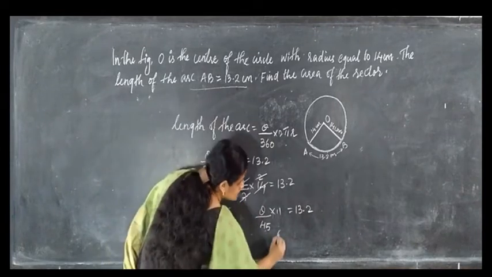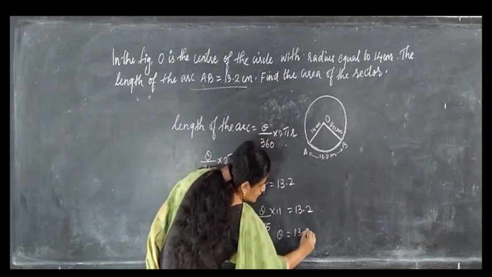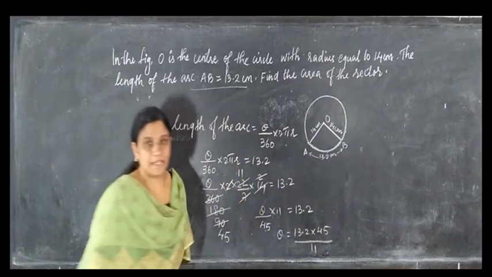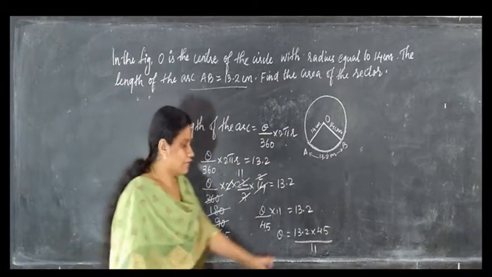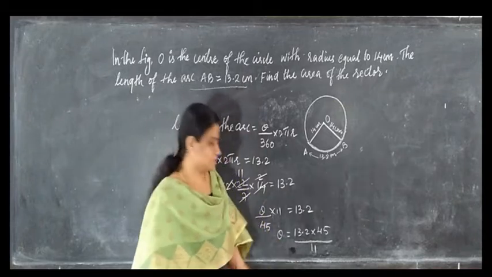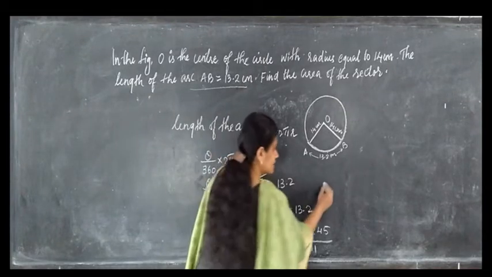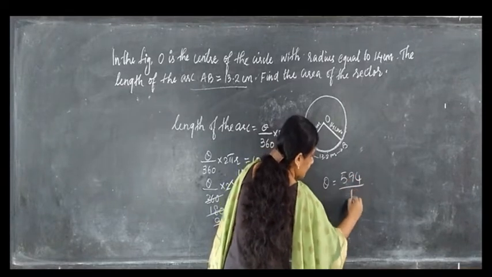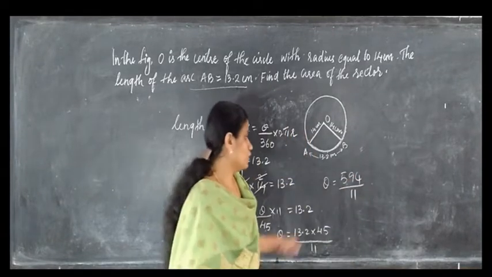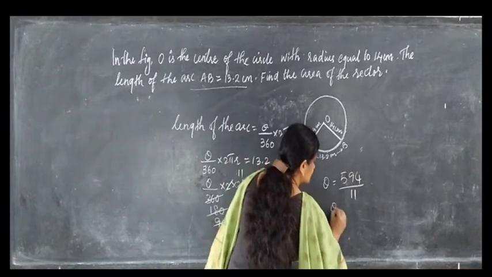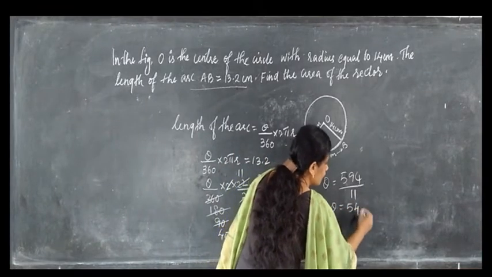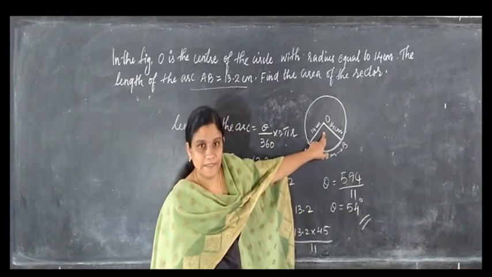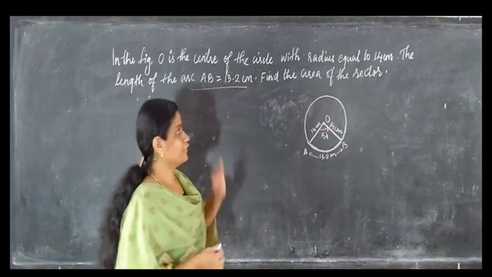So from this, what is theta? Theta is equal to 13.2 into 45 divided by 11. Now we have to get the answer here. So when we multiply this, what do we get? Theta is equal to 594 divided by 11. Now what will be the answer? Yes, theta is equal to 54 degrees. Clear? Now we have to find the area of the sector.